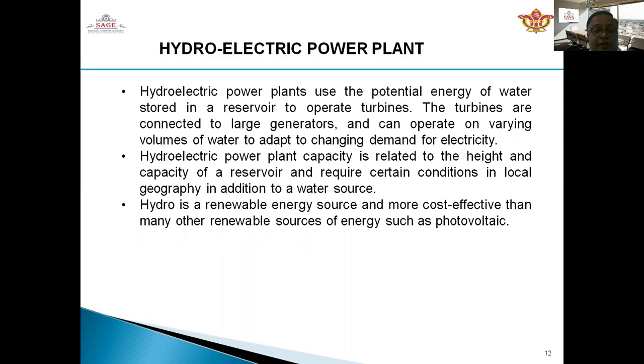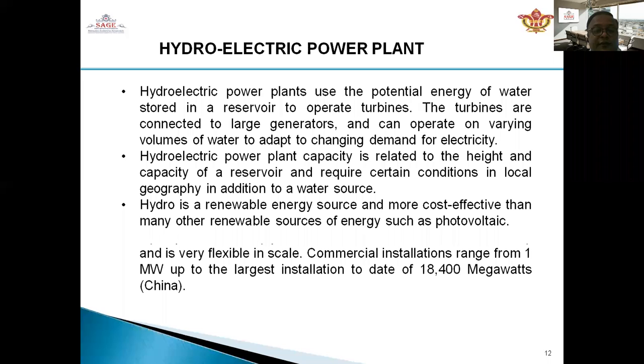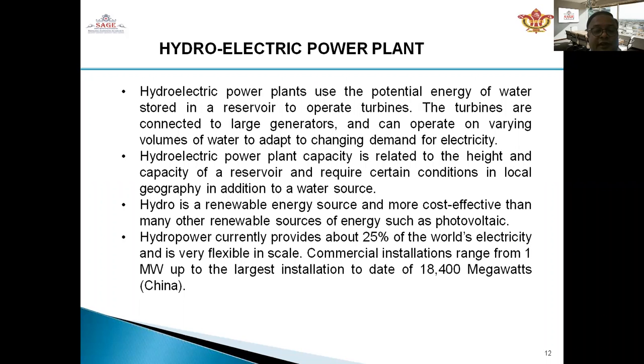Hydro is a renewable energy source and is more cost effective than many other renewable sources of energy such as the photovoltaic. Hydropower currently provides 25% of the world's electricity and is very flexible in scale. Commercial installations range from 1 megawatt to the largest installation to date of 18,400 megawatts.